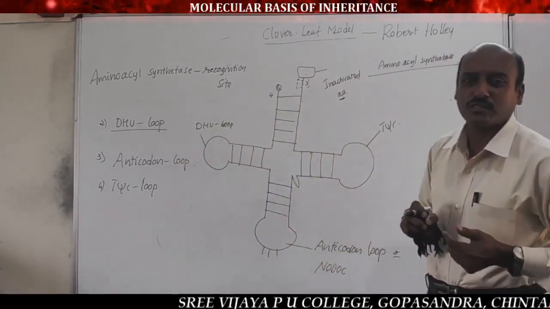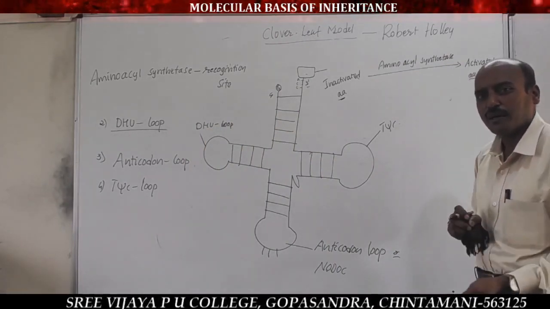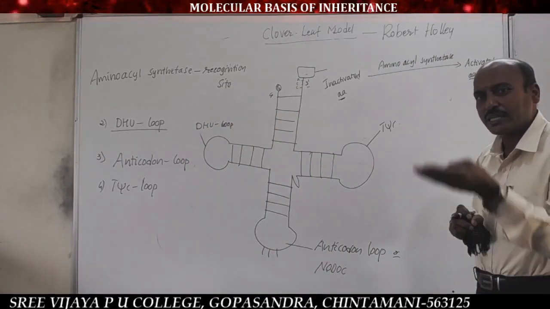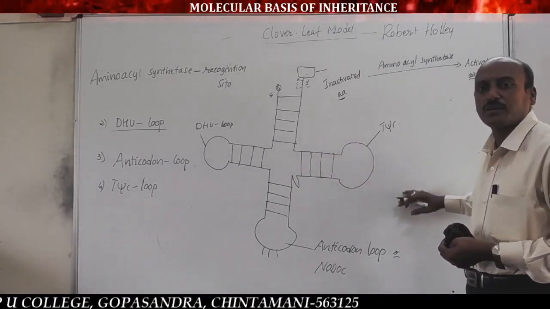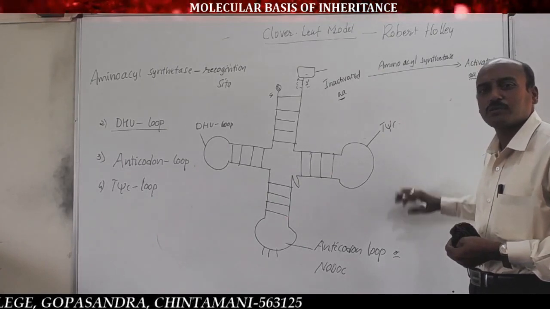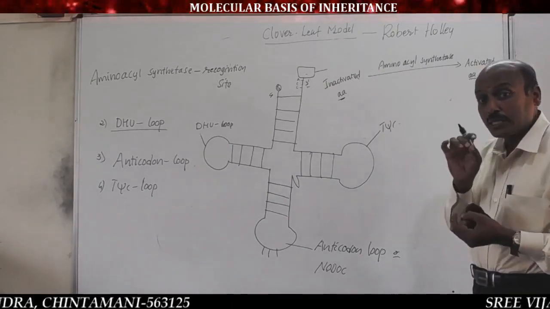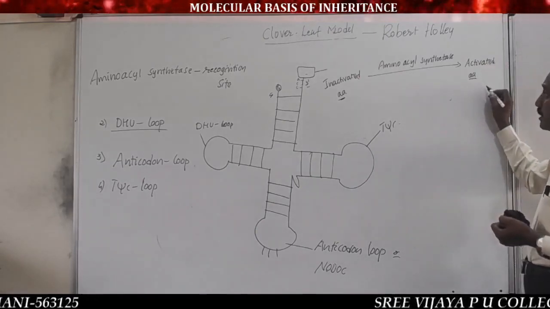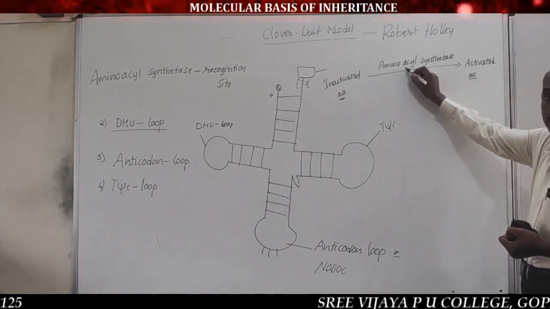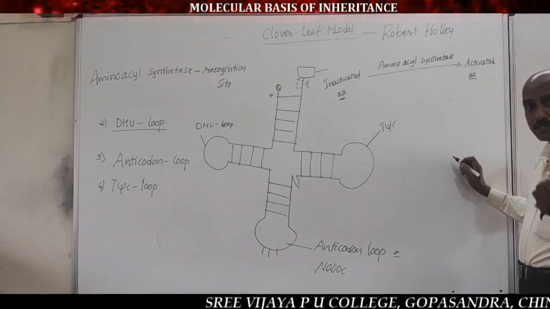What happens after formation of activated amino acid? It binds to the 3' end of tRNA. Then tRNA transfers the activated amino acid from the cytoplasm to the ribosome for protein synthesis. So, each and every inactivated amino acid is converted into activated amino acid in the presence of amino acid synthetase enzyme. You must remember this statement.